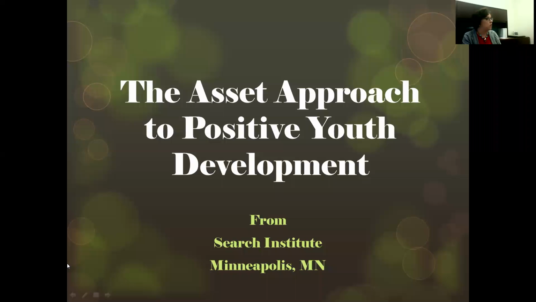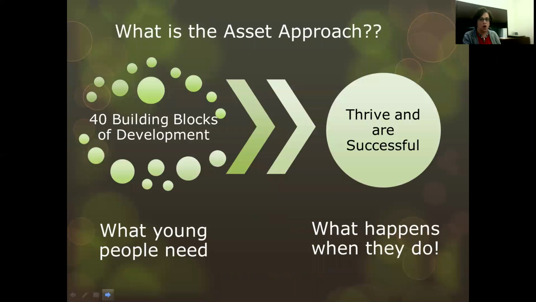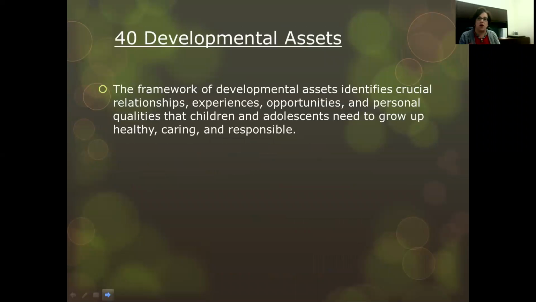And what they came up with was the asset approach. They found that there are 40 building blocks of development. It's what young people need to succeed. And if they have those, that's when they're going to thrive and be successful. That's what happens when they have those 40 assets. It's a framework of developmental assets that identifies crucial relationships, experiences, opportunities, and personal qualities that children and adolescents need to grow up to be healthy, caring, and productive citizens.